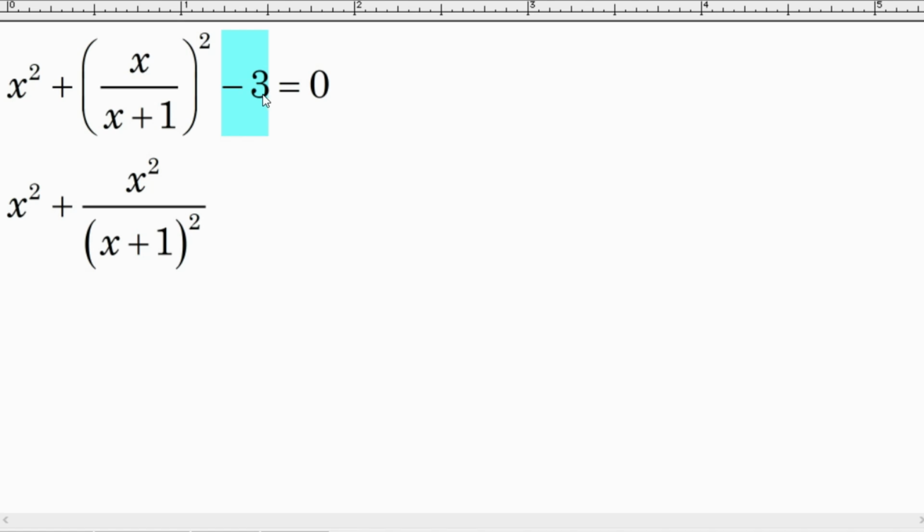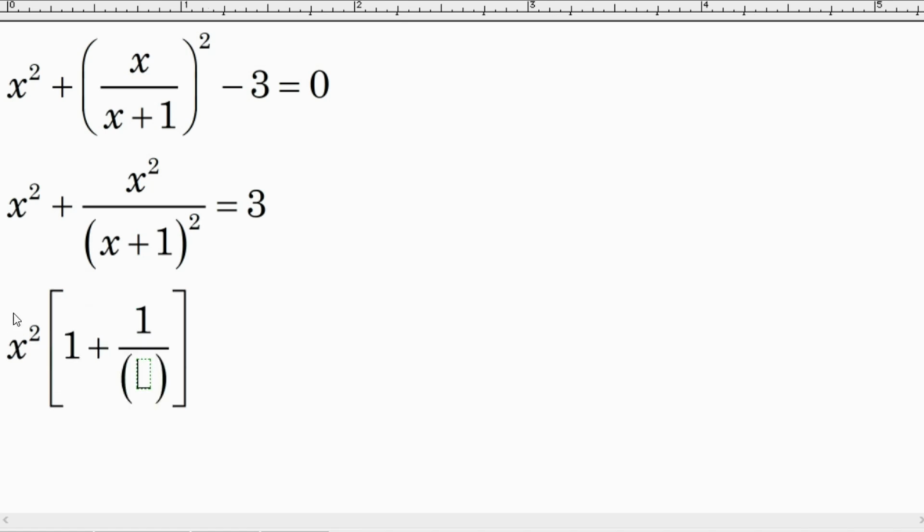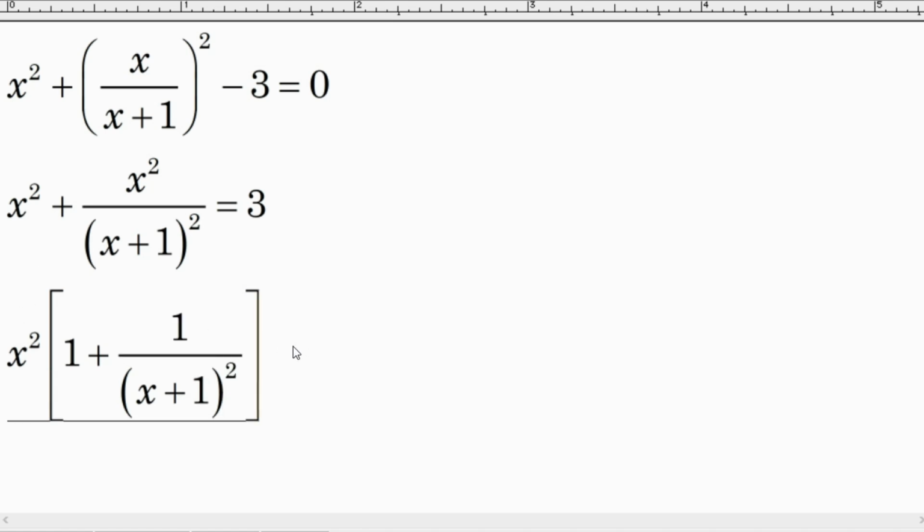We can move minus 3 to the right-hand side of the equation, so it equals 3. Now we have x squared here, and here is also x squared, so I can factor x squared out. Taking x squared in common, we get x squared times (1 plus 1 divided by (x plus 1) squared), equal to 3.